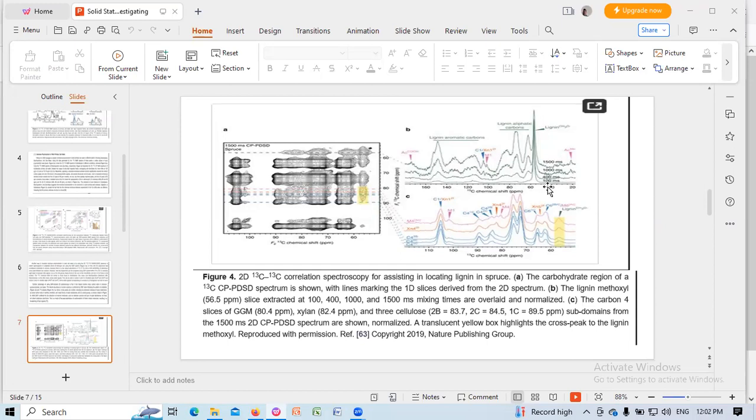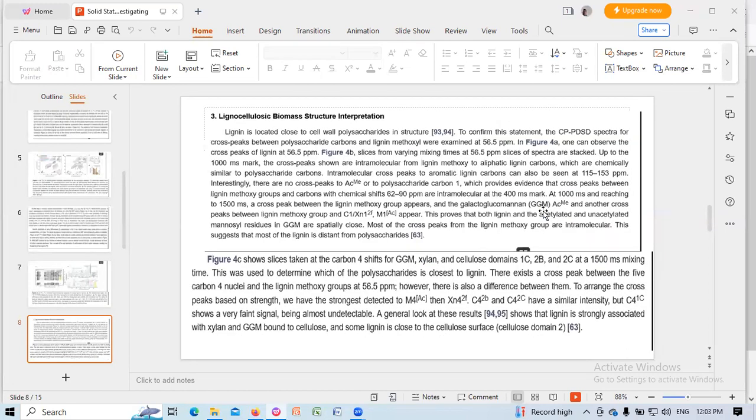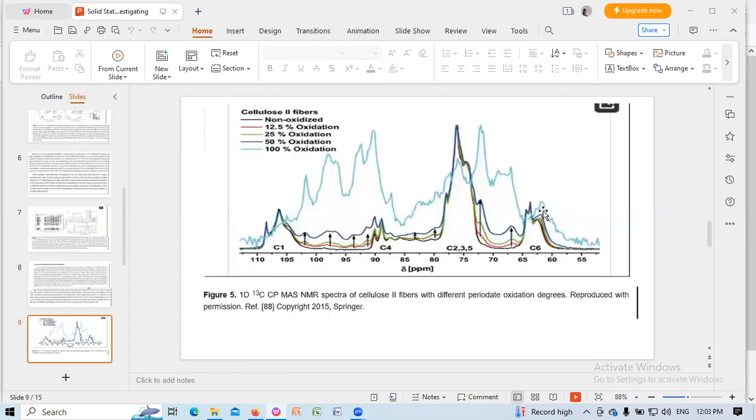In the lignocellulosic biomass structure interpretation, the polysaccharide carbons and lignin methoxyl are examined at 56.5 ppm, and intercellular cross peaks to the aromatic lignin carbons can also be seen at 115 to 153 ppm.